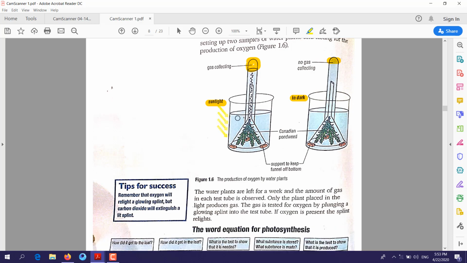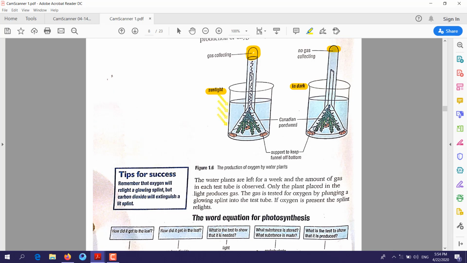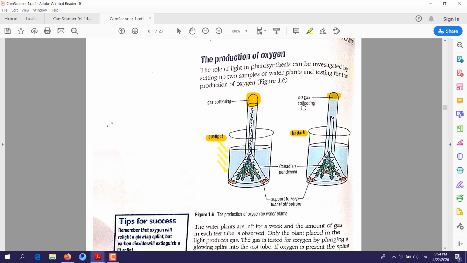Here, the plant that was placed in front of the sun has everything that is needed for photosynthesis. There is sunlight, there is water, there is carbon dioxide. So this plant goes through photosynthesis and releases oxygen gas. While here, there is water and carbon dioxide, but there is no light. So no light means this plant cannot go through photosynthesis. When there is no photosynthesis, it will not produce gas. That's why there isn't any gas here. So this is the way to investigate photosynthesis depending on the production of oxygen.